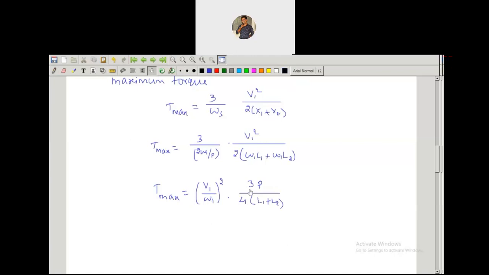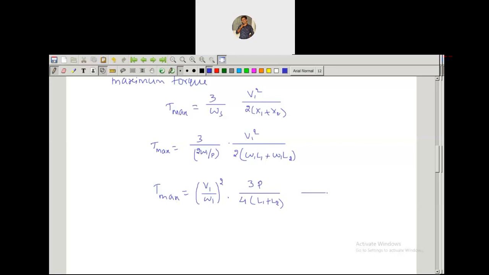Now we can observe that the second term, 3p by 4 times L1 plus L2, is going to be constant, and the remaining value is V1 by W1, the stator voltage and stator frequency. We're talking about stator voltage and stator frequency control, that is, we are going to vary V1 and W1. If you vary V1 and W1 such that the ratio is constant, that is, the air gap flux is constant, then the maximum torque is going to be constant, right? So from this equation we can say that.